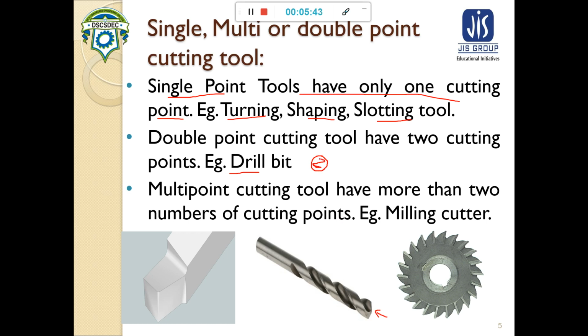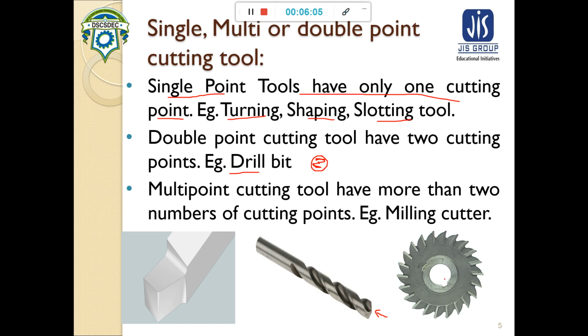A drill bit may look like this. Now at the time of cutting, at the same time, two cutting edges, this cutting edge and this cutting edge, are touching the workpiece. So that's why it is called a double point cutting tool.